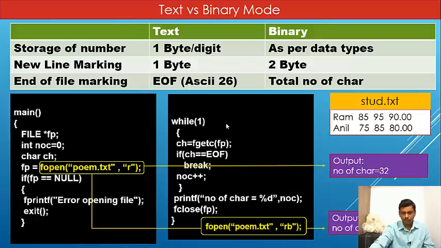So these are two programs, and this is one program to know the difference between text and binary mode. FILE star fp, integer NOC. Through this program, stud.txt is one of the files. That file is already stored in the hard disk. It contains this data: RAM 85, 95, 90, Anil 75, 85, 80.00. This is the data of stud.txt. That file is already stored in the hard disk, in the same directory as this program file.